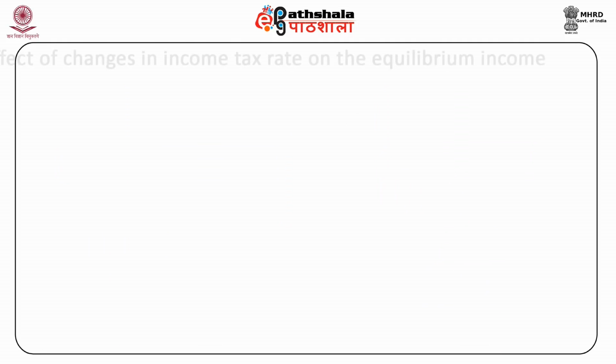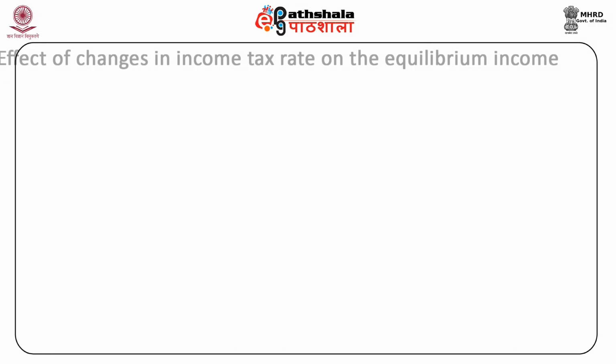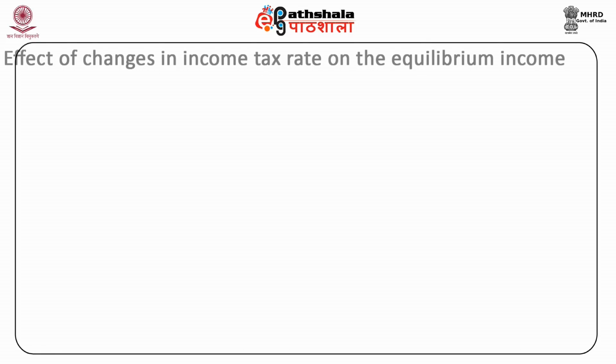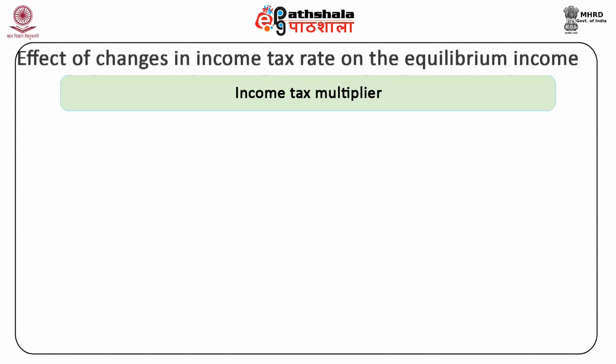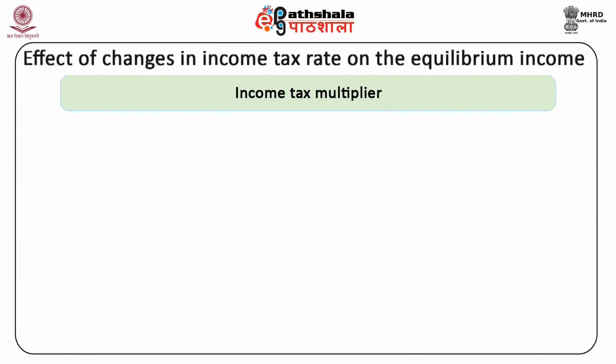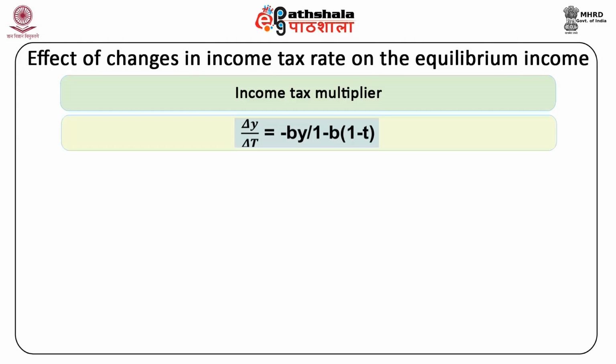We shall now discuss the effect of changes in the income tax rate on the equilibrium income. Looking at equation 12, we can calculate the income tax multiplier mathematically as delta Y by delta t = minus B Y naught by 1 - B(1 - t). This is given as equation 15. This can be explained as follows.